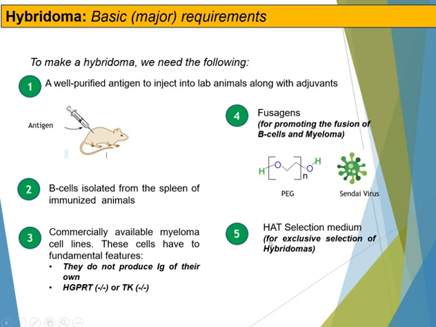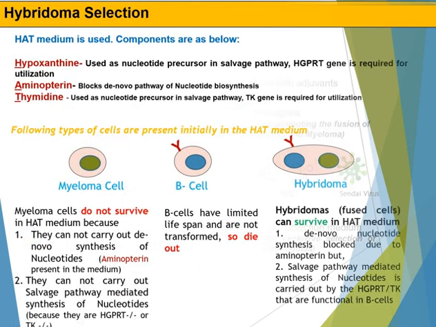So now let us talk about what this HAT medium is and what it does. HAT medium contains three components: hypoxanthine, aminopterin, and thymidine. All these cells, when we grow them in culture, need to make different components: proteins, different fatty acids, nucleotides, etc. So what happens for B cells? All of their biosynthetic pathways are normal.